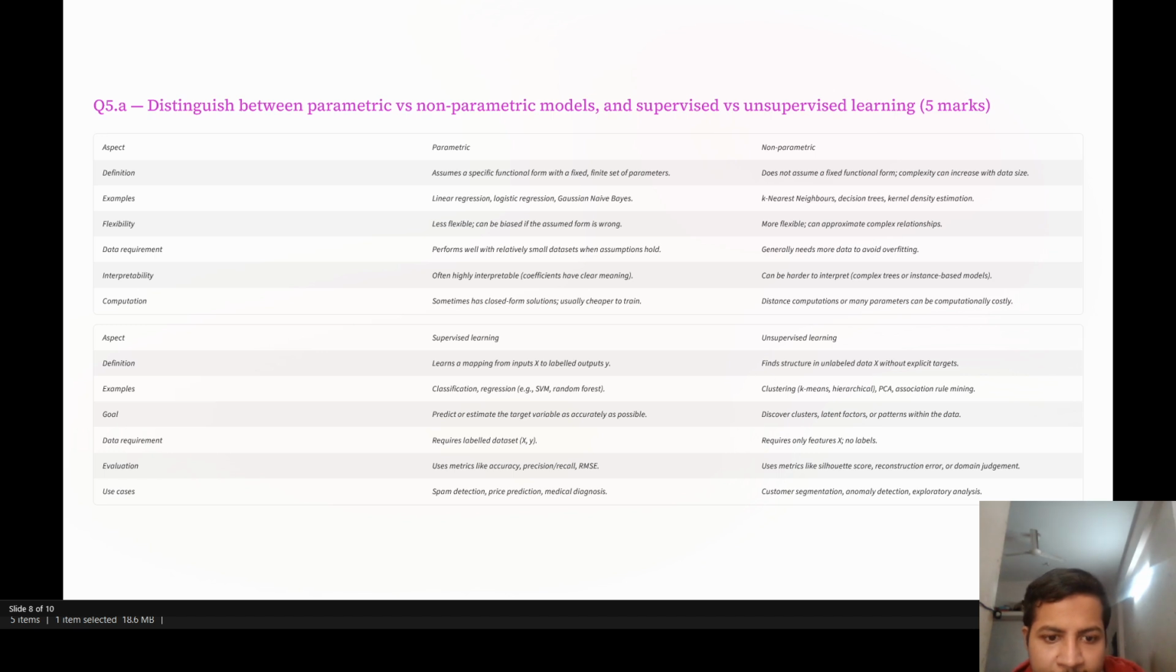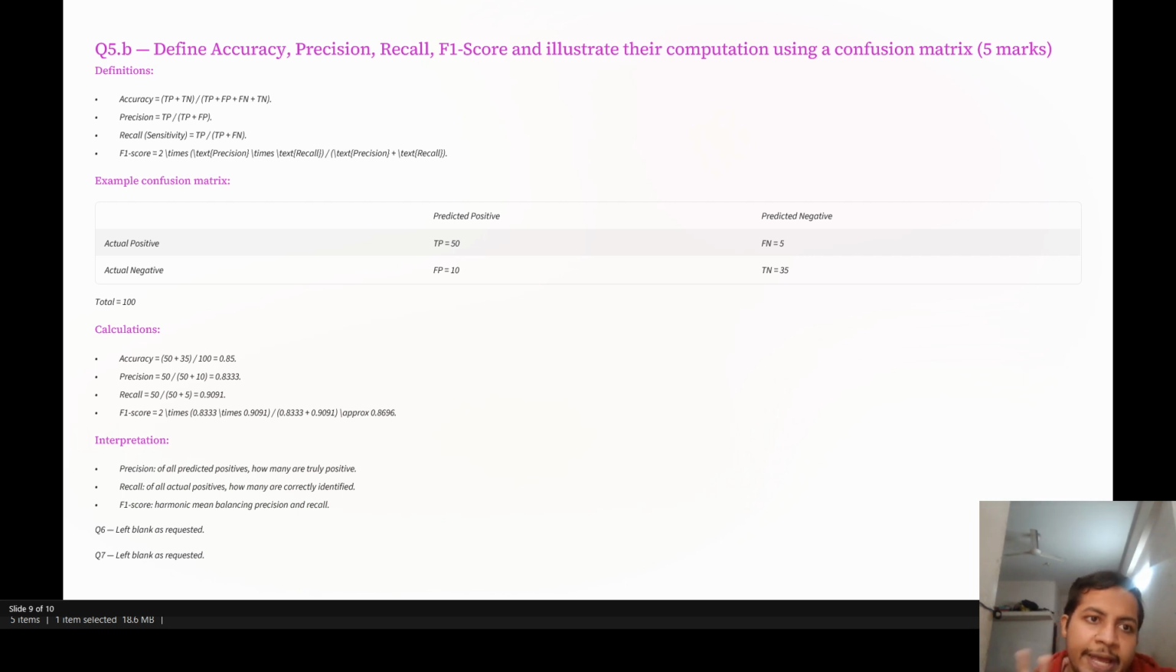Use cases of supervised learning are spam detection, price prediction, medical diagnosis, but in unsupervised learning they are customer segmentation, anomaly detection, exploratory analysis. Now moving to the next question, which reads as: define accuracy, precision, recall, F1 score, and illustrate their computation using a confusion matrix.